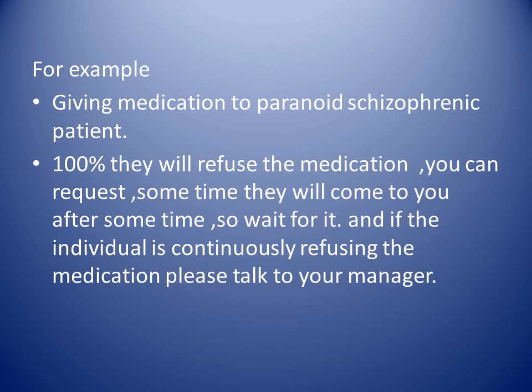I'll give you an example so it will be easy to understand how to overcome conflicts: giving medication to a paranoid schizophrenic patient. Do you know what schizophrenia is? It is a psychiatric condition characterized by disturbances in thinking, memory and behavior. The patient will sometimes behave in a different way, and 100% they will refuse the medication if you give it. So what do you have to do?